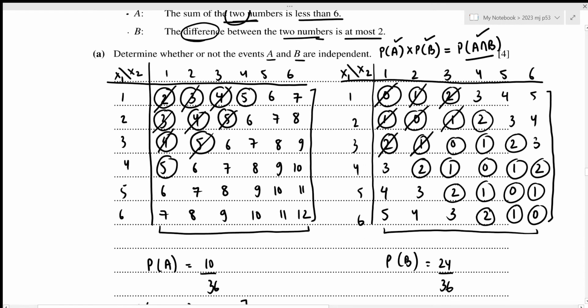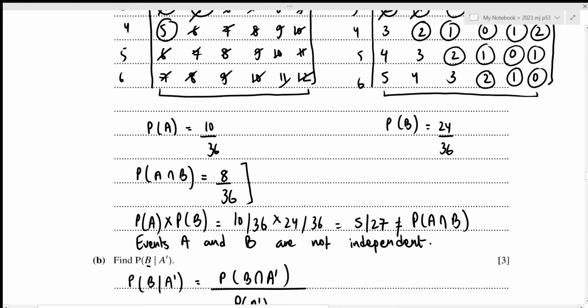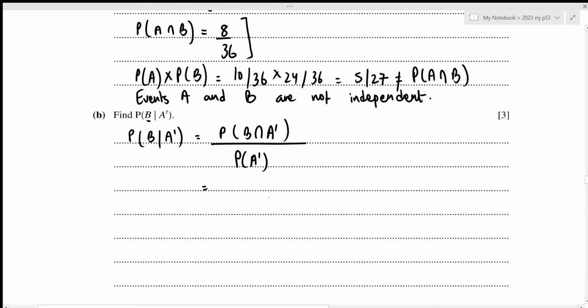So we know that event A, the matching criteria are the circled values, which means that the remaining values are the criteria not matching event A, right? So that's 1, 2, 3, 4, 5, 6, 7, 8, 9, 10, 11, 12, 13, 14, 15, 16, 17, 18, 19, 20, 21, 22, 23, 24, 25, 26. So 26 out of 36. That's the probability of not A.